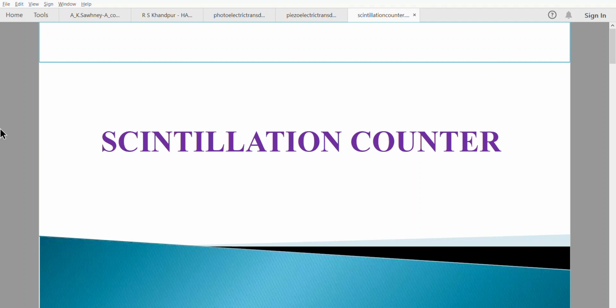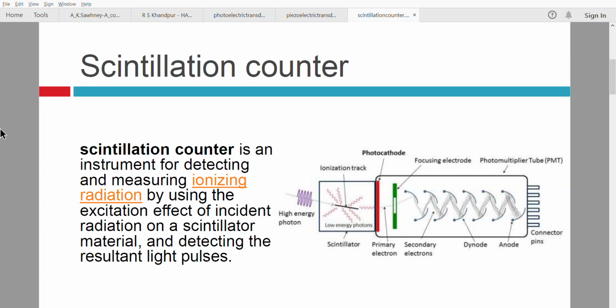In this video, we will discuss the scintillation counter. What is a scintillation counter? A scintillation counter is an instrument for detecting and measuring ionizing radiation, by using the excitation effect of the incident radiation on a scintillating material and detecting the resultant light pulse signals.